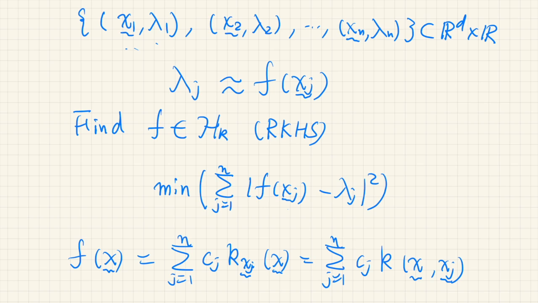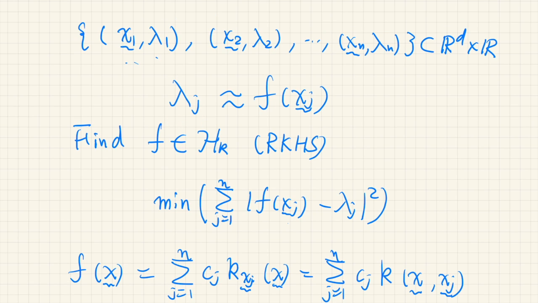Consider a regression problem. That is, we are given a set of pairs, each pair consisting of x, which is an n-dimensional vector, and lambda, which is a real number. And we want to find some function f such that f of x is approximately equal to lambda. This problem can be solved by using the kernel method.